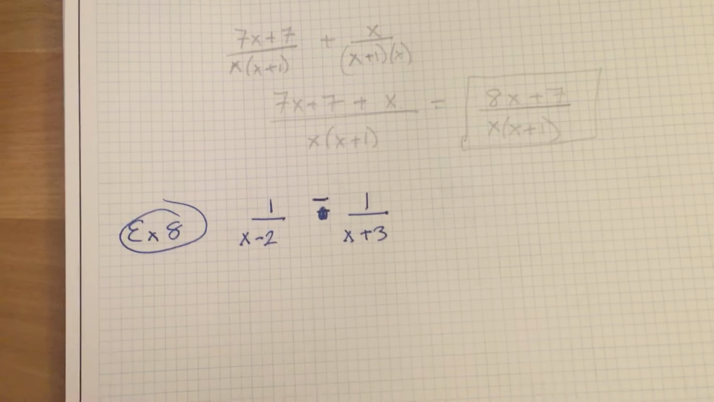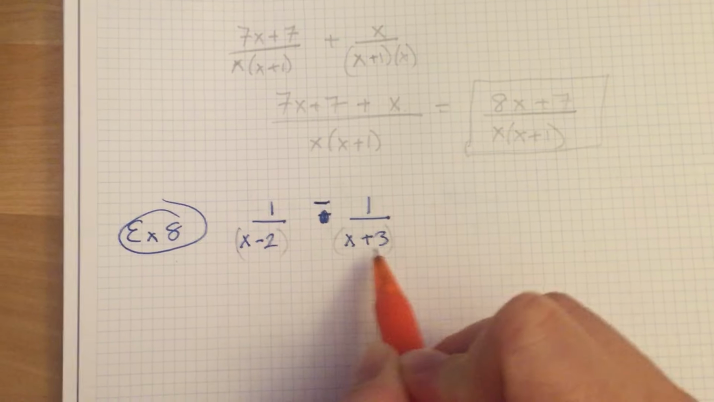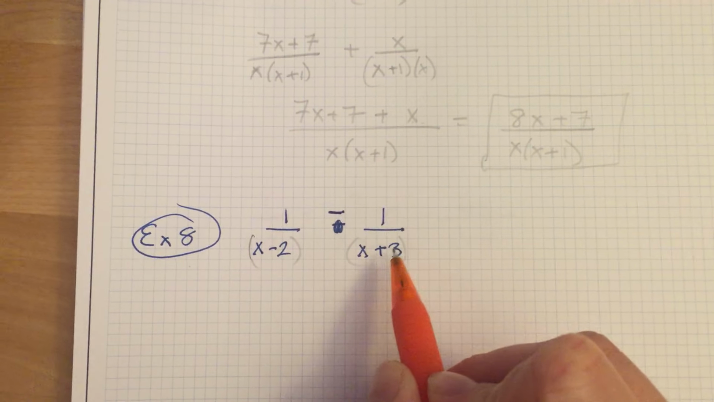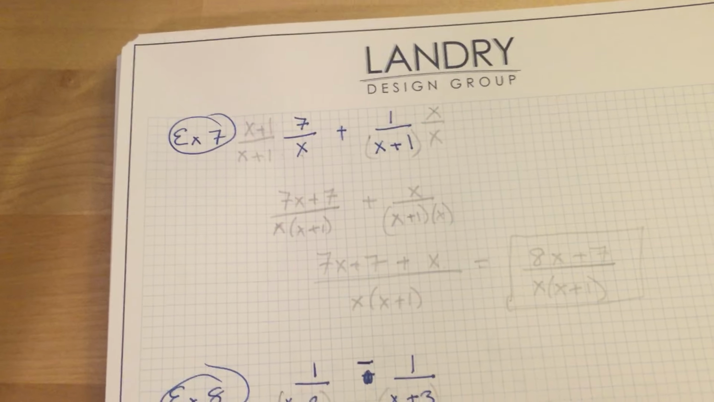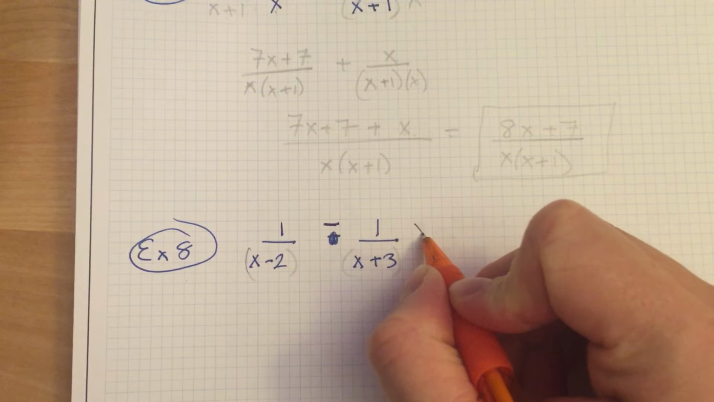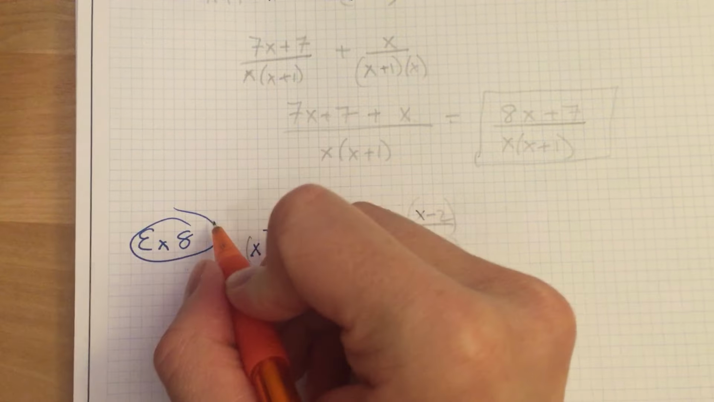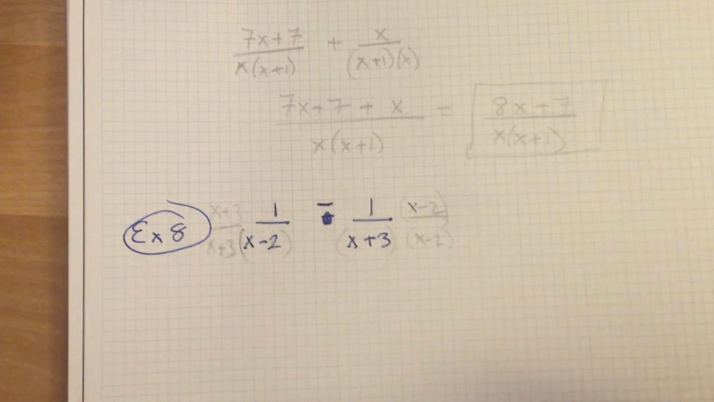Here's our next problem, right? Subtraction. Again, a little bit harder. Just noticing, again, denominators are different. There's no way to make a -2 become a +3 or vice versa. So we do exactly what we did on this problem right here, where we multiply the top and bottom. So this time, this one's going to be multiplied by x minus 2 and x minus 2. This side will be x plus 3, x plus 3.